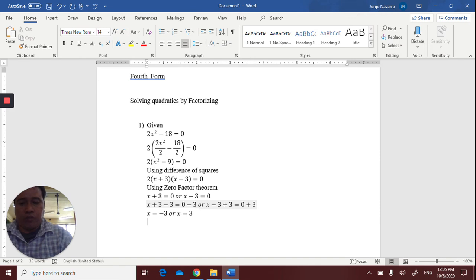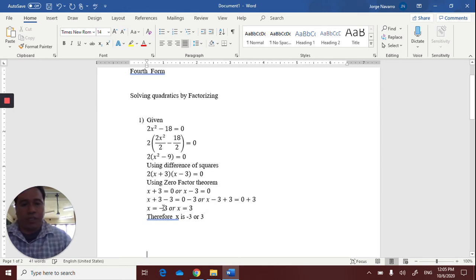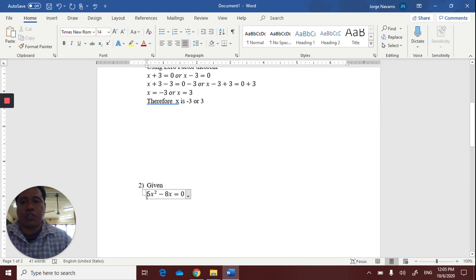So therefore, x is negative 3 or 3. And that gives us the answer for the first question. Okay, let's look at the second one.